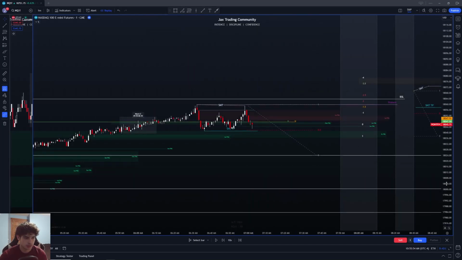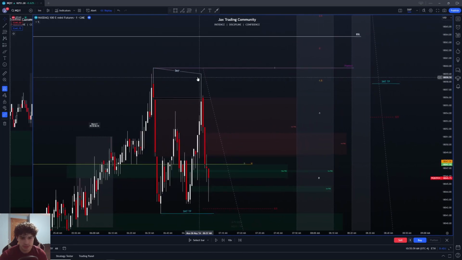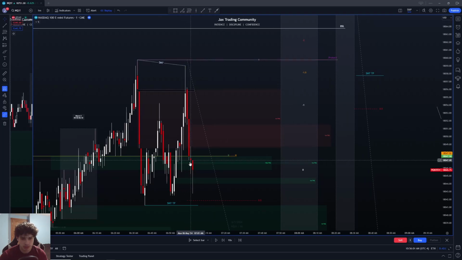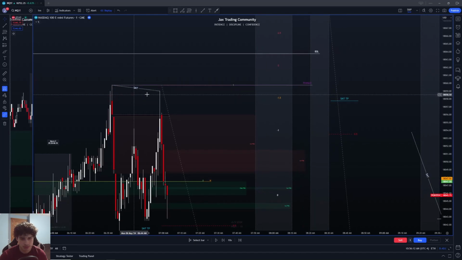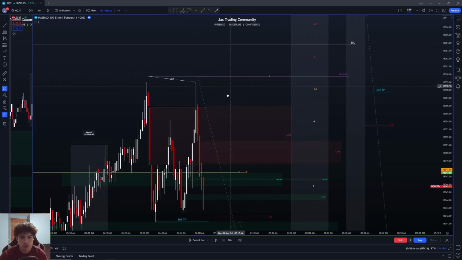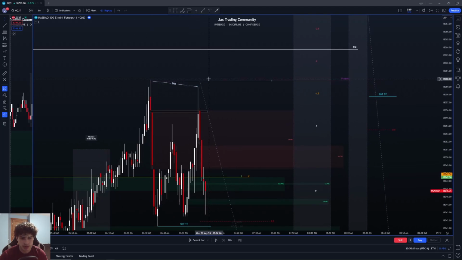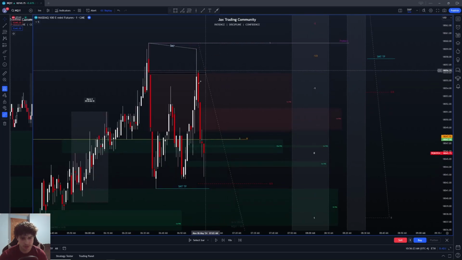So the first thing I want to point out is that after an SMT is created and then we sell off respecting the SMT, we'll put a protected high, or any sort of protected level. This little purple line that says protected is a protected high, meaning that after this SMT is created, we should not retrace back up into here. Price will not go back up to here until some sort of liquidity down here is taken.